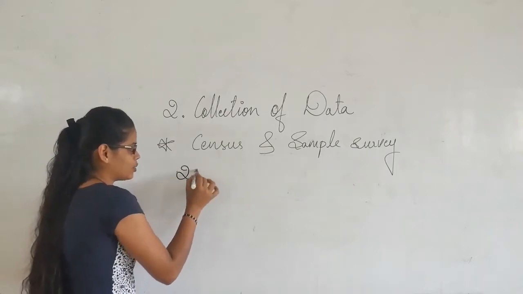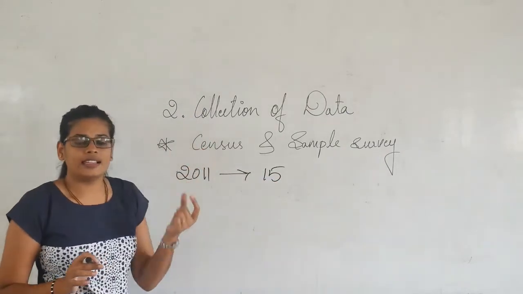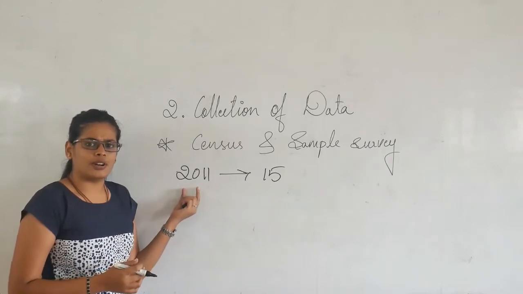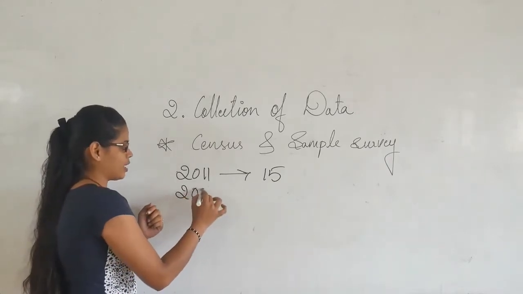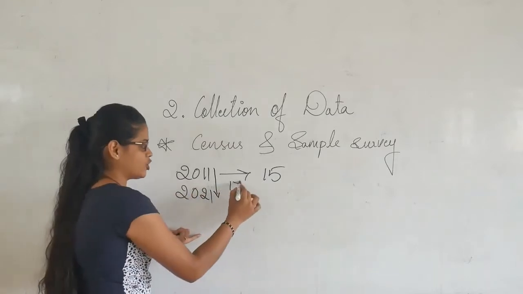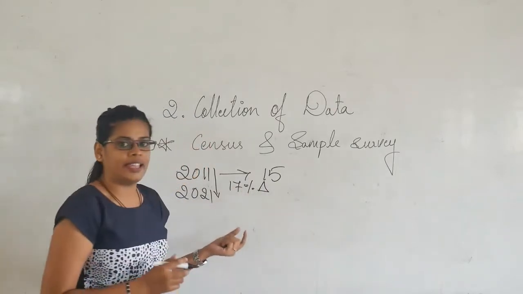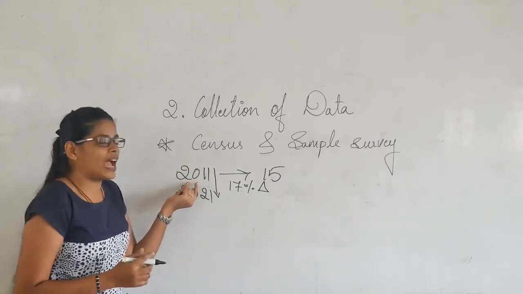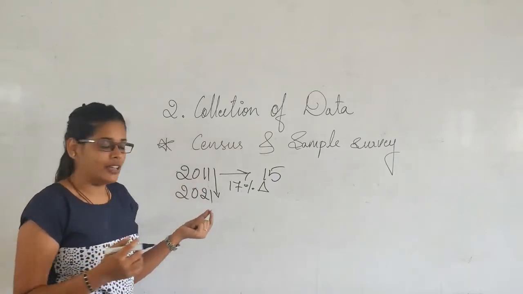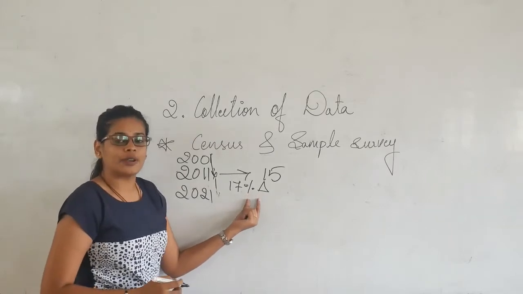As of 2011 we have so far conducted 15 censuses. This census is conducted once in 10 years. Last time it was in 2011 and next it will be in 2021. If you consider the change between these two, we can see that there is an increase in population by 17% compared with the previous census.